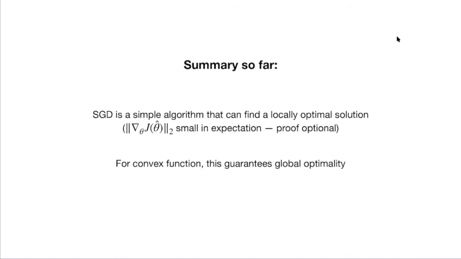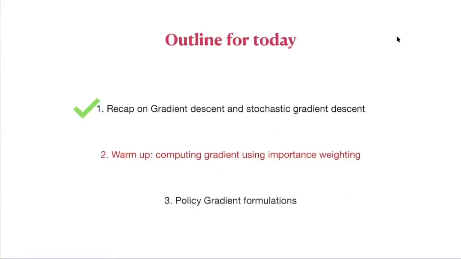And for convex function, this guarantees global optimality. So for a convex function, think about this kind of square function, a point that has gradient equal to 0 is a global optimal solution. So that's the first part of today's lecture. Now I want to stop here for a second, see if you have any questions for gradient descent.